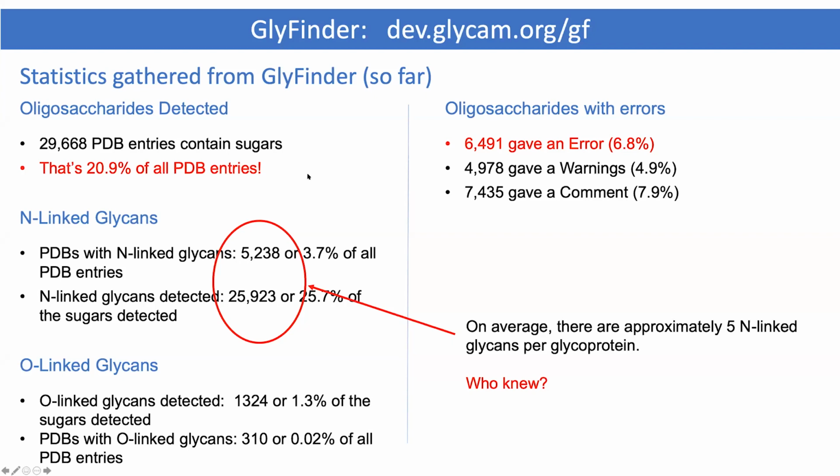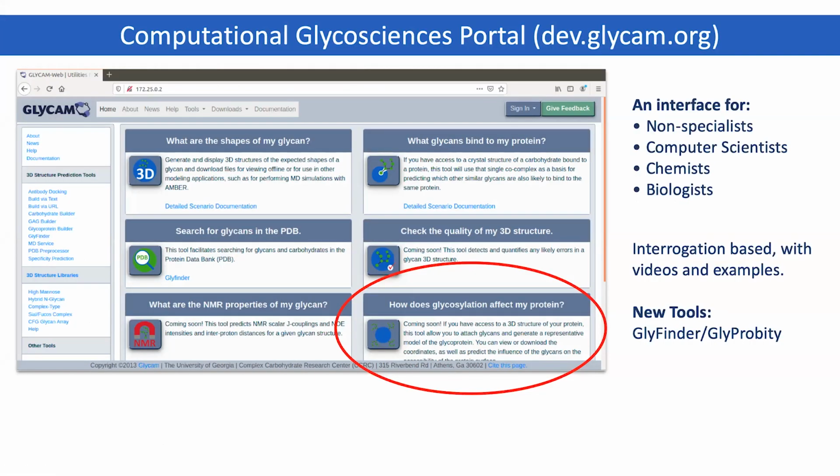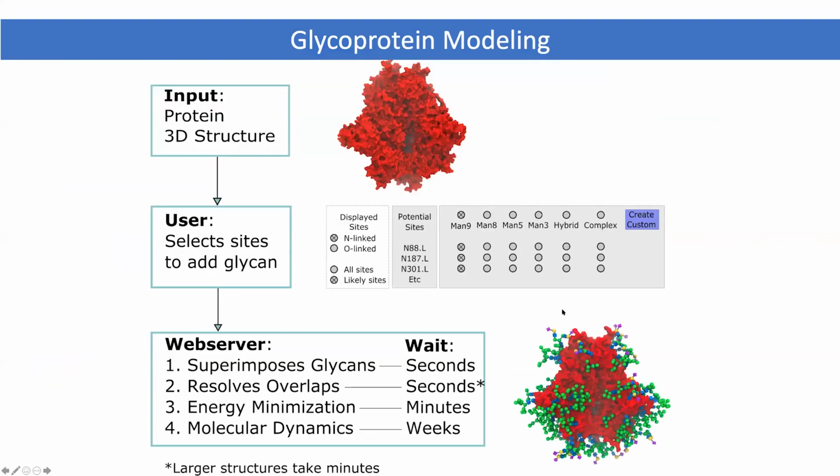Okay. So moving on and getting to what I really want to talk about in the main part of the talk today, which is the COVID work. What we're asking now is the question, how does glycosylation affect my protein? Well, let's think about how we have to model a glycoprotein. First of all, we need a protein structure. And then we have to decide where are you going to put the glycans? So at what position, for instance, asparagine 88, asparagine 187, or so forth. And what glycans you want to put at each site.